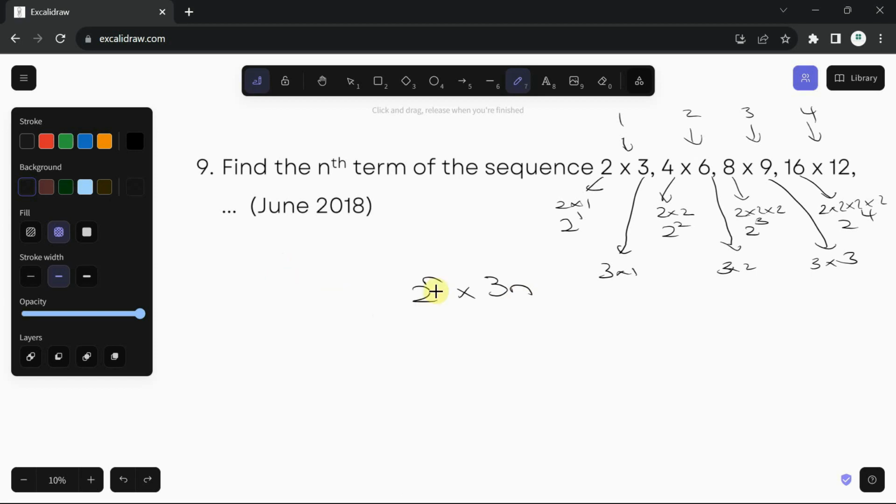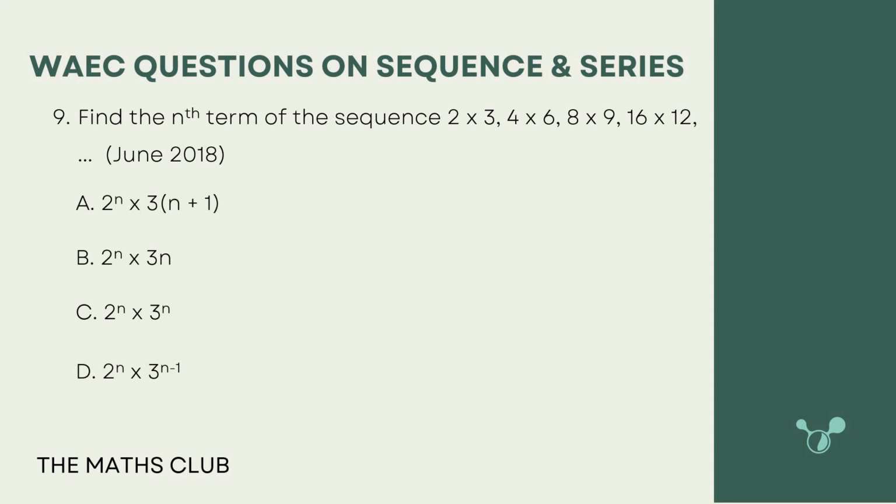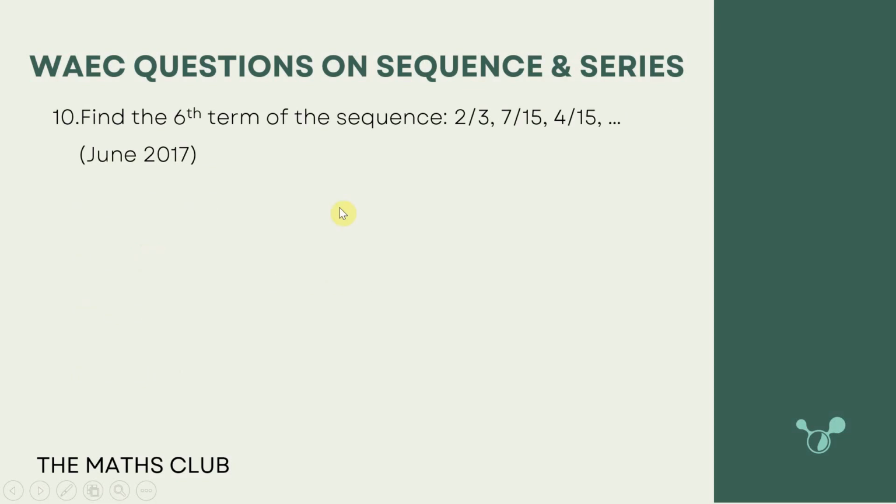Let's see if we're correct. So out of all these options, the only option that tallies with ours is option B, and that should be our answer. Great. Now the next question is saying that we should find the sixth term of the sequence 2 over 3, 7 over 15, 4 over 15.